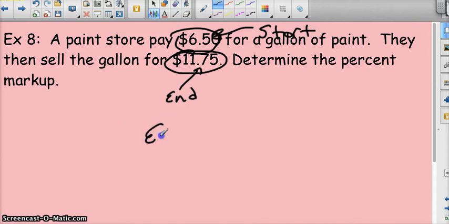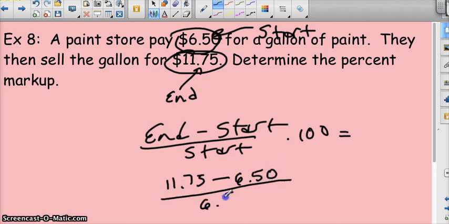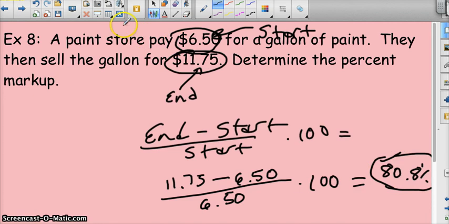And I'm going to perform my formula: end minus start divided by start times 100. So here we go. End was $11.75. Start was $6.50, divided by start, which is $6.50, times 100. In performing this calculation, it comes out, if rounded to the hundredths place, at 80.8%. Means they marked it up 80.8%. Percent markup and percent change, guys.